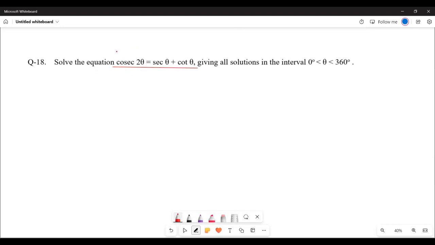Secant 2 theta. We don't have any double angle formula for secant, but we do have it for sine 2 theta. So that's why I'm going to take the reciprocal of cosecant. I'm going to write cosecant 2 theta as 1 over sine 2 theta. Similarly, secant theta is the reciprocal of cos theta, so secant theta can also be written as 1 by cos theta. And cot theta is actually 1 by tan theta, and 1 by tan theta is then cos theta over sine theta. So I'm writing cos theta by sine theta.